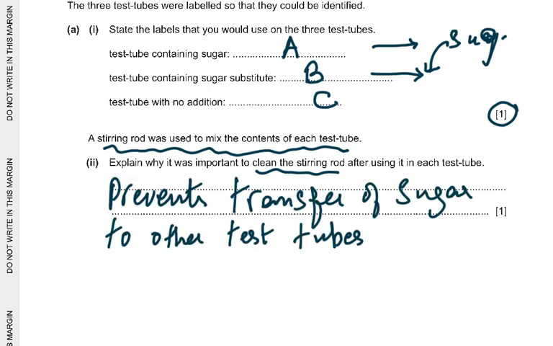So be careful when writing this. You could have also said prevents transfer of the sugar substitute to the other test tube, which of course had nothing in it. So if you use the same rod in A, which had sugar, and then the same rod in B that had the sugar substitute, and then the same rod in C, well, then you are transferring the sugar and the sugar substitute to the C, which had no addition.